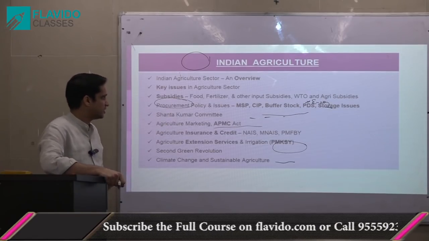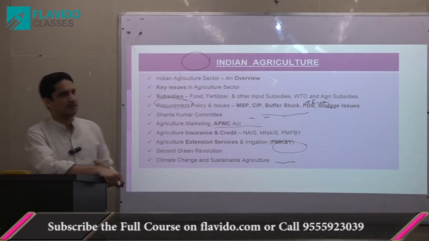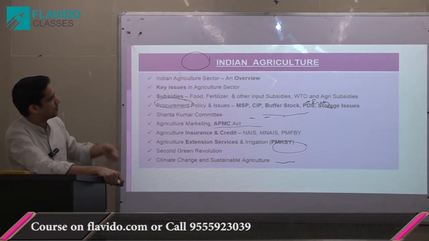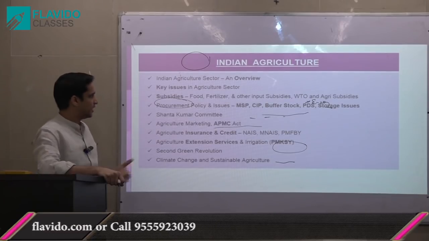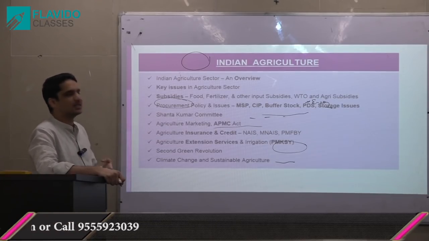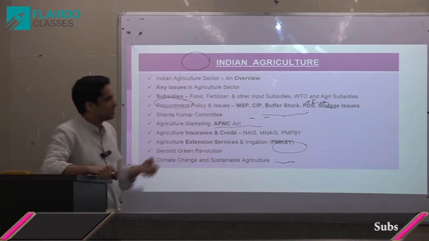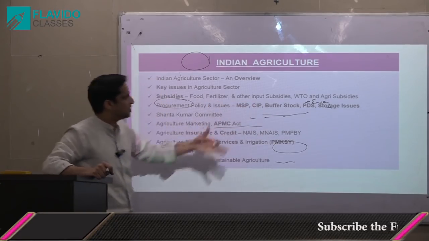And then the next one we have is the subsidies. So, a number of subsidies are given by the central government and the state government. The National Food Security Act, for example, the food subsidy, fertilizer subsidy, WTO, agri subsidies, etc. The procurement policies of the government. Procurement is done by the FCI. So the buffer stock issues are there, MSP is there, CIP is there, PDS issues are there.